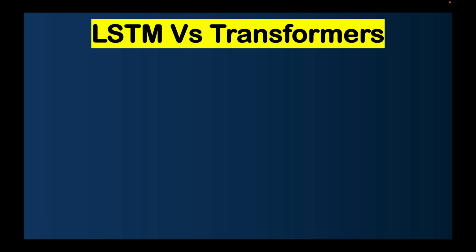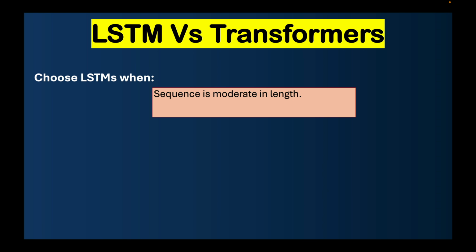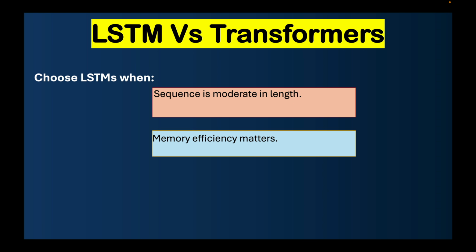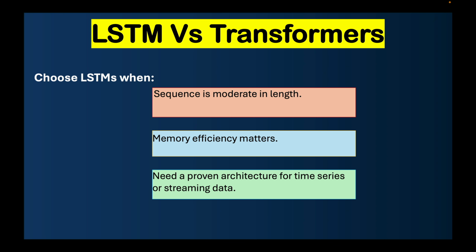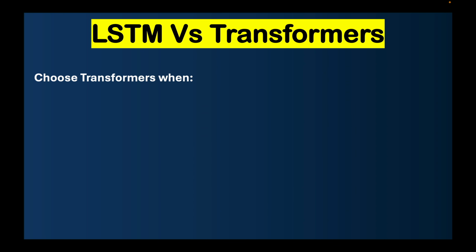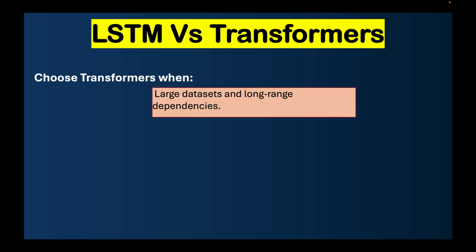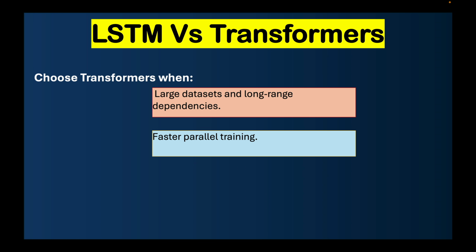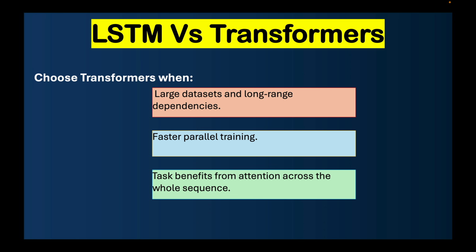Now let's compare both of them. So we choose LSTMs when the sequence is moderate in length, when memory efficiency matters, and when we need a proven architecture for time series or streaming data. We choose transformers when we have large datasets and long-range dependencies, when we want faster parallel training, and when the task benefits from attention across the whole sequence. So this is the comparison between LSTMs and transformers.